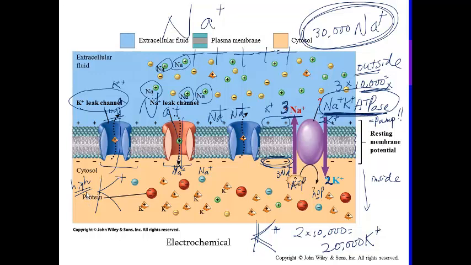Ultimately, I want you to know what the action of your sodium potassium ATPase pump is, because this is the main thing that helps you set up the membrane potential. Okay, and the action: how many sodium ions does it pump out? How many potassium ions does it pump in? And does it require energy?